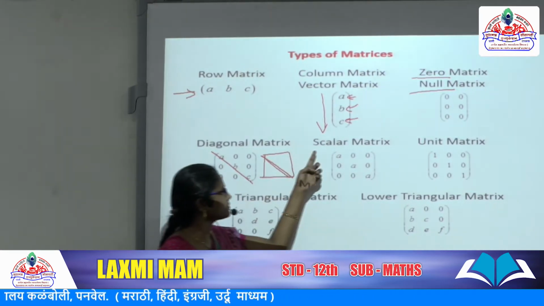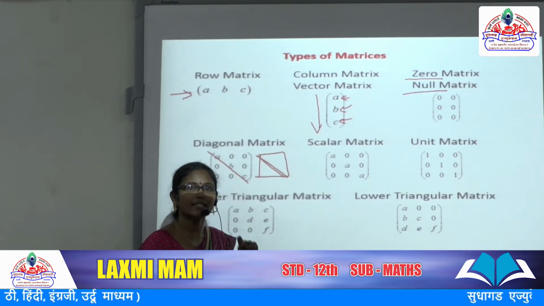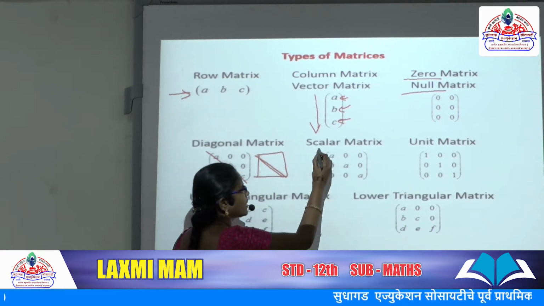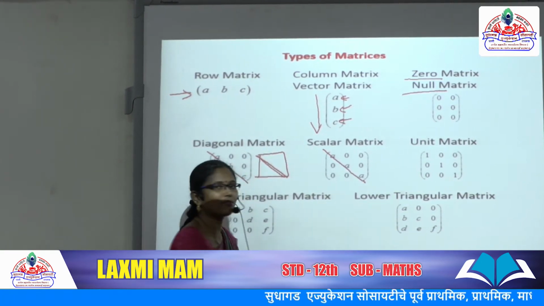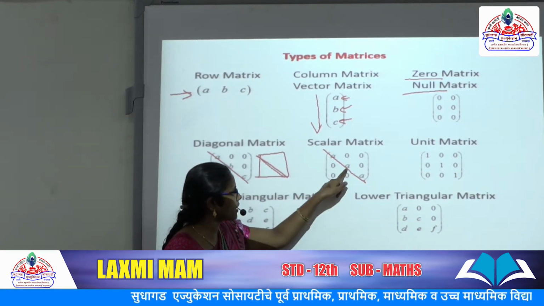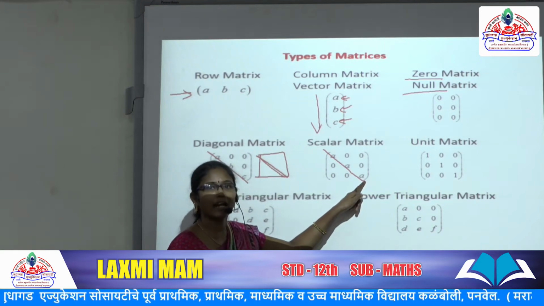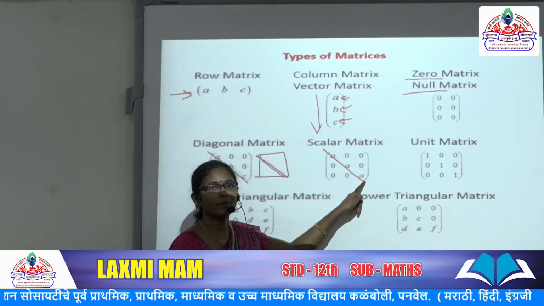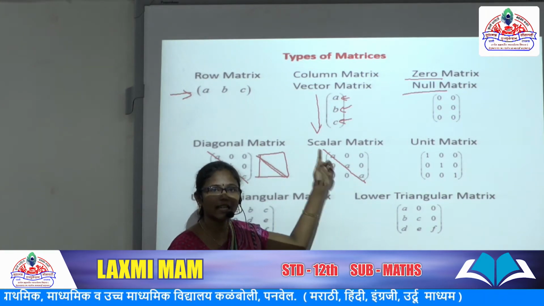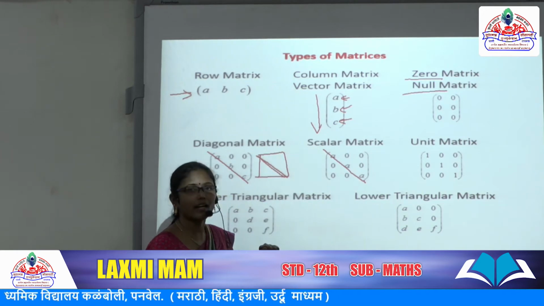Okay. Scalar matrix. What is the scalar matrix? A scalar matrix is the same as the diagonal matrix, with one simple change here. The diagonal should have the same number. Look, here also this, here also this. It should have similar elements. If it is 3, then here also 3, here also 3. The same number should be there. That is called a scalar matrix.